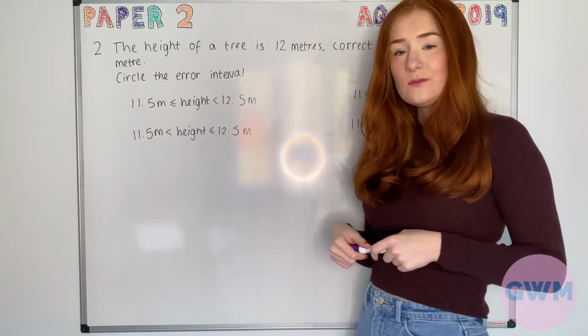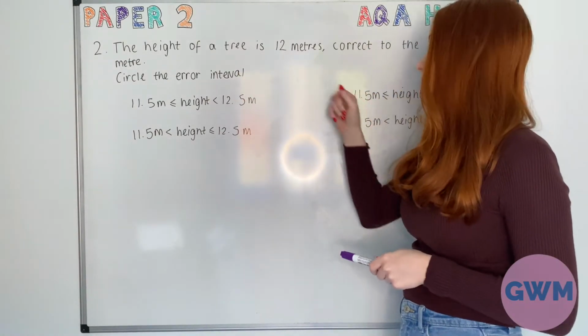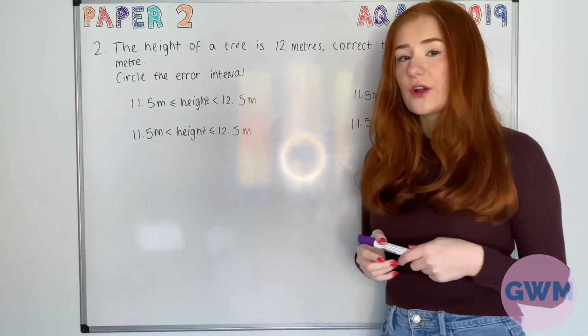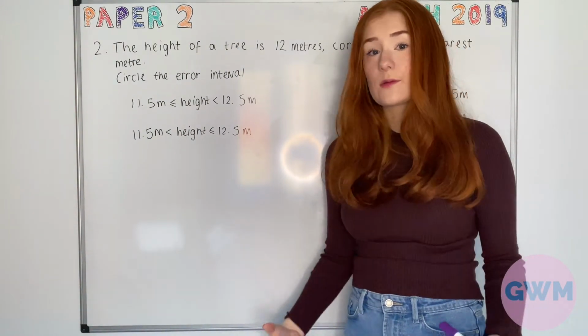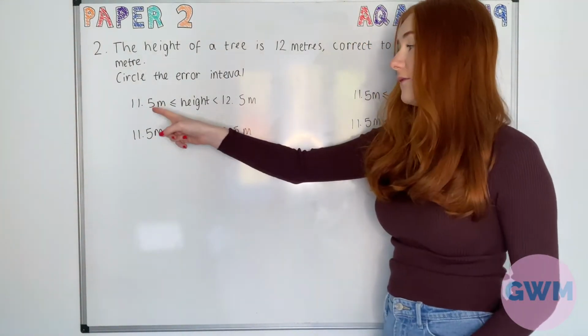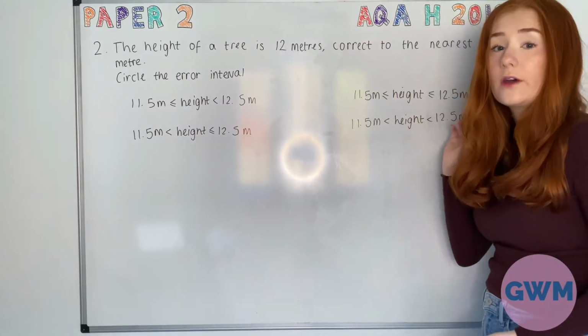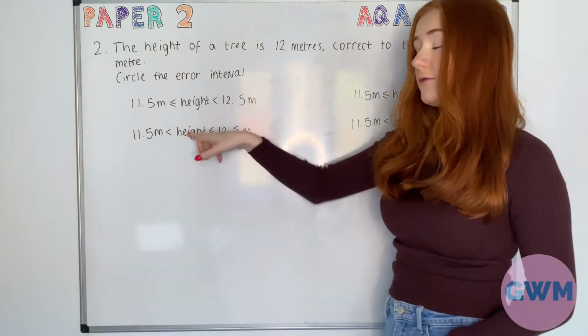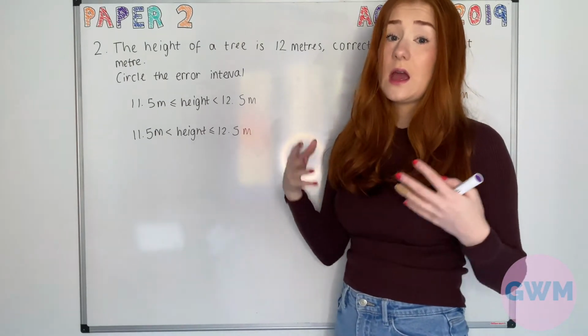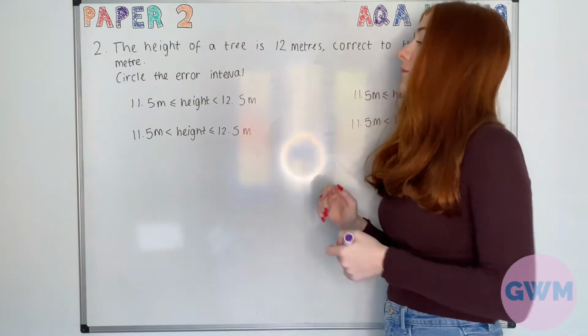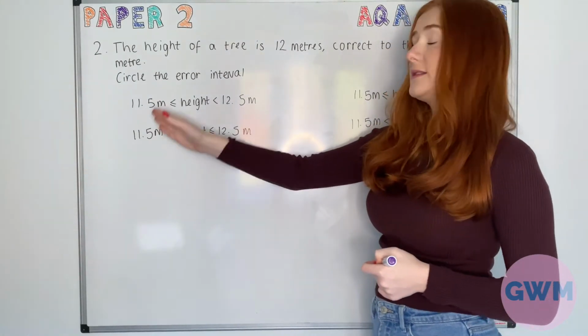Moving on to question 2. Question 2 says the height of a tree is 12 metres, correct to the nearest metre. Circle the error interval. This is all about the rules of rounding. We don't need a calculator here. We've been given the same numbers on all of the options for answers, just slightly different inequality symbols. So all we need to do is figure out which inequality symbols are relevant. Okay, let's start with the lower bound and see which one we need for that.